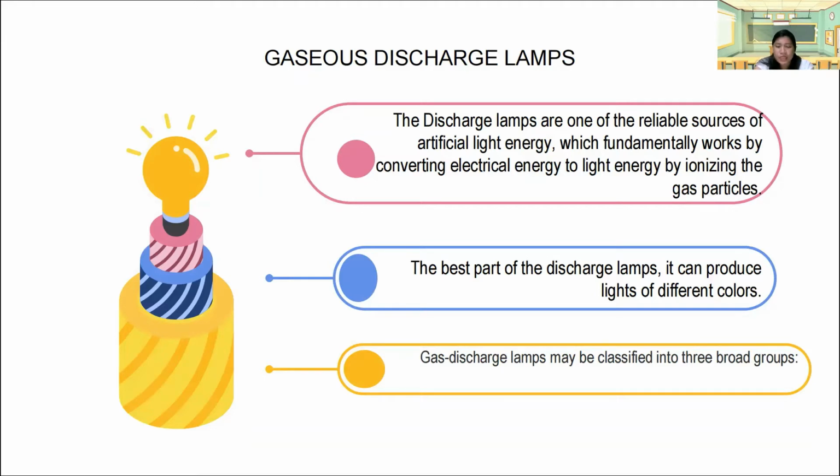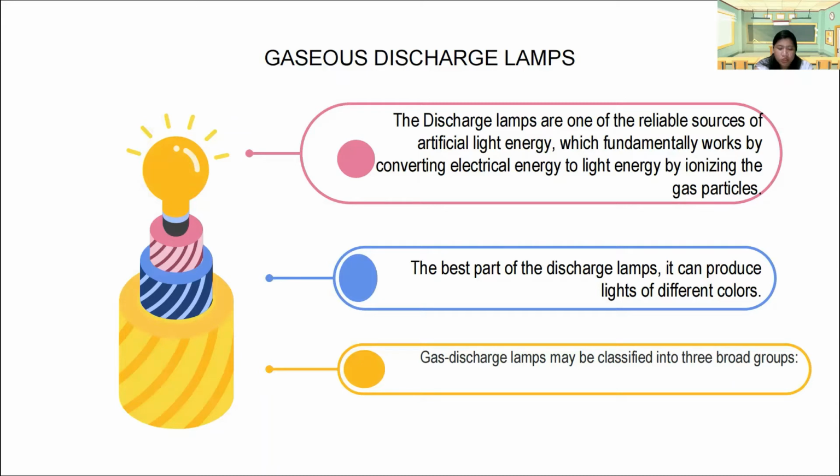Discharge lamps are classified into three groups. First is the low pressure discharge. Second is the high pressure discharge. Next is the high intensity discharge. The low pressure discharge lamps have a working pressure much less than atmospheric pressure, like fluorescent lamps and sodium lamps. They produce 200 lumens per watt. One advantage of low pressure discharge is that they have a long lifespan.